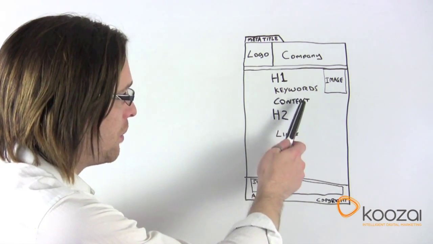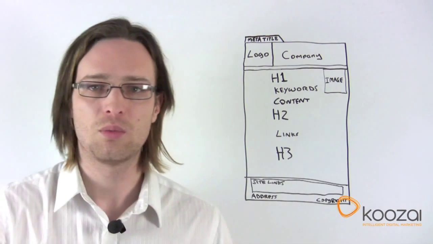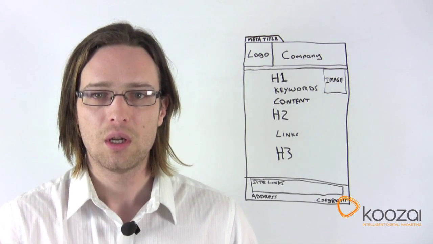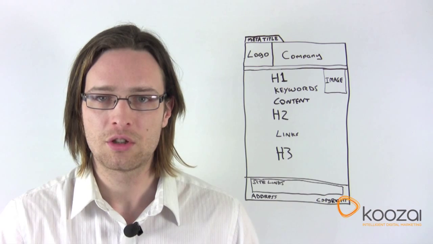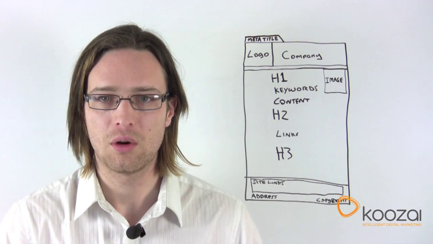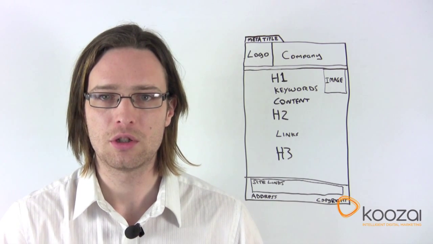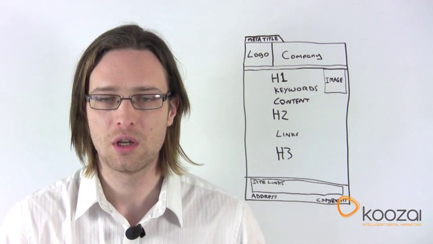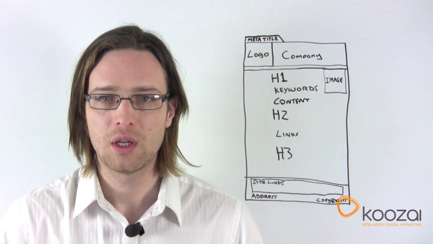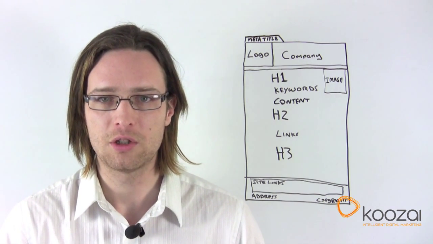Moving down, keywords and content. This will make up the bulk of the page. Most pages should have at least 250 words of content on them. Keywords should be used throughout the content, normally mentioned once within the first sentence, within the closing paragraph, and in a few other places throughout the page.